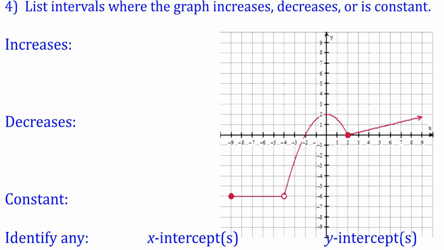All right, let's take a look at another function situation. Can you list the intervals where the graph increases, decreases, or is constant? And can you identify any x-intercepts or y-intercepts? So what I would have you do is mark up your picture, right? Put pluses where it's increasing, minuses where it's decreasing, a 0 or write constant where there's no change. Then with their different colors, can you mark any x-intercepts or y-intercepts that you see?